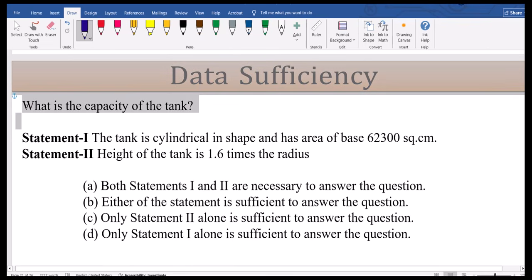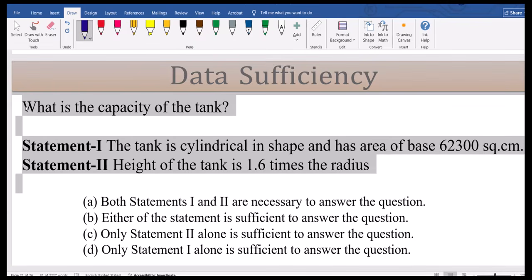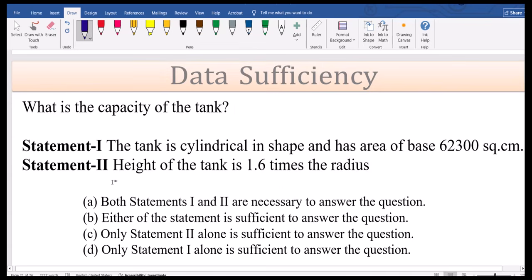Now, what about this question? What is the capacity of the tank? It's a very basic question again. Tank capacity is volume. It can be meter cube, centimeter cube, liters. Don't think that, sir, capacity of the tank means it should be liters. No, liters, meter cube, centimeter cube, all are okay. Because in 1 meter cube you can put 1000 liters. There is a relation between meter cube and liters.